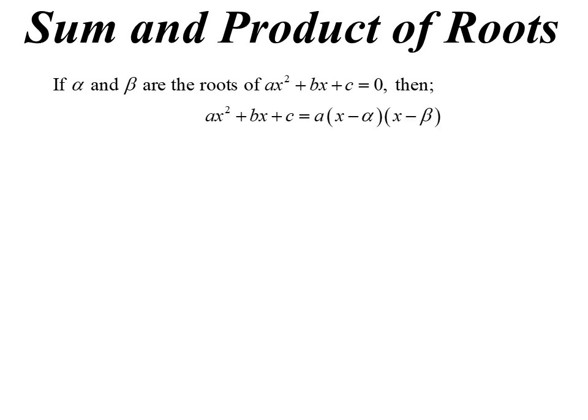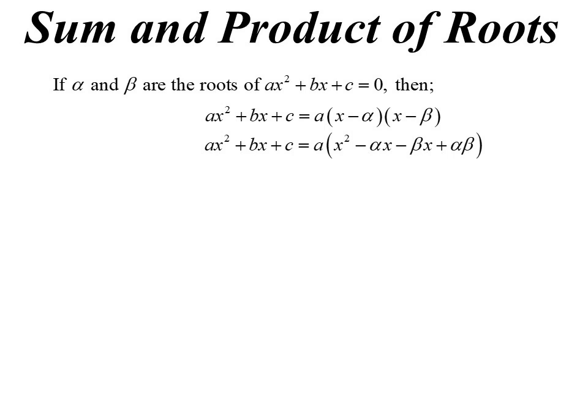Now, the sum and product of the roots. To start off with a quadratic, we've seen this idea before. If alpha and beta are the roots of this particular quadratic, then we know it could be factorised like this. x minus alpha would be a factor, x minus beta would be a factor, but it's not monic, so I'll need to multiply by a out the front. So they would be the same.